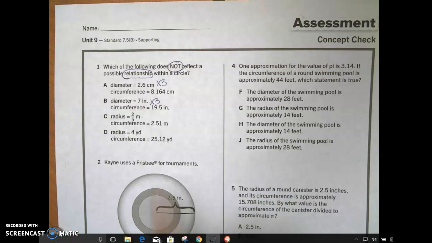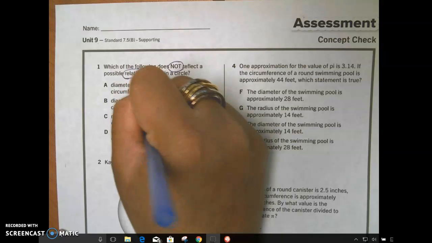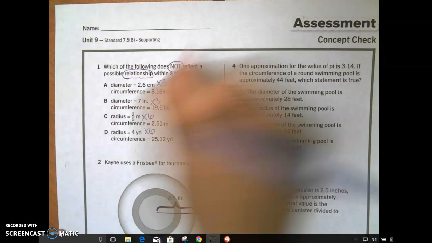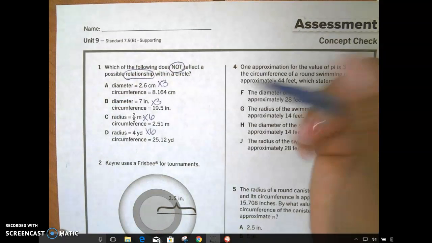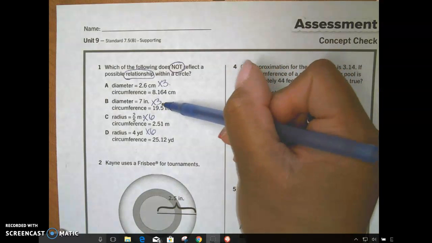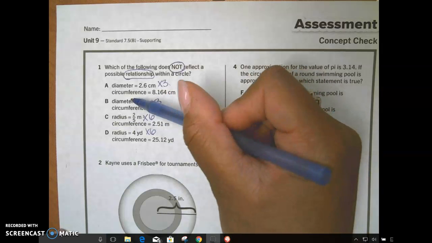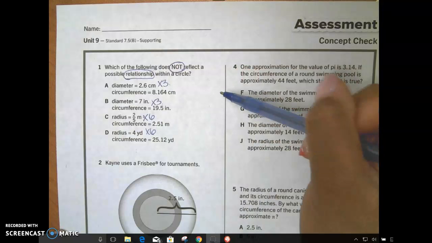Once I work through all of these and figure out what I'm supposed to do, then I need to find out which one is not true. So here I'm multiplying by 3 and multiplying by 3 again. Here I'm multiplying by 6 because the radius is half a diameter and I need to multiply by 2 and by 3, which is technically multiplying by 6.